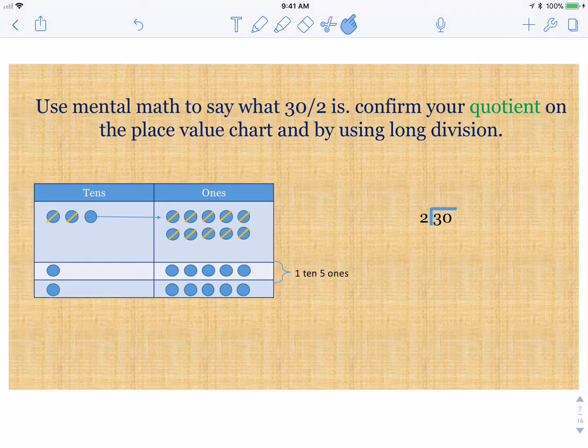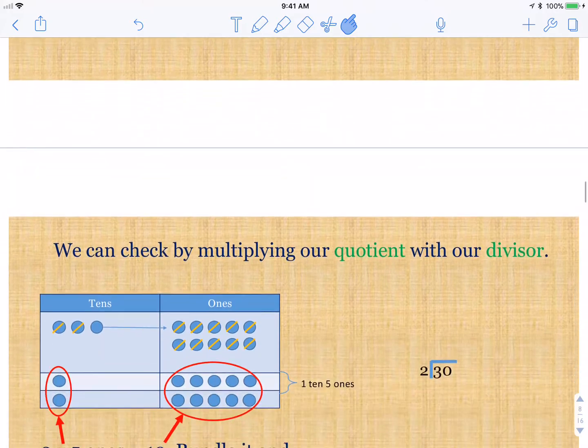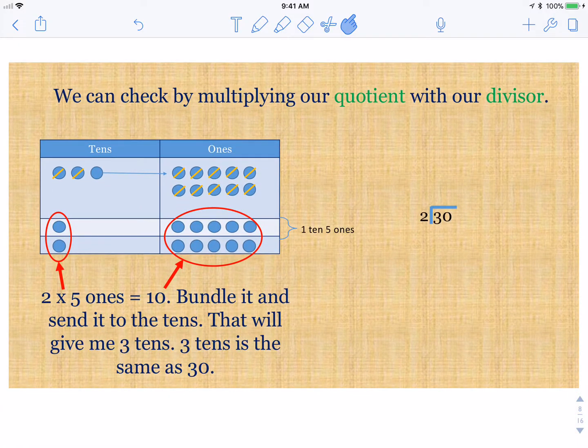Okay, if you look, I've solved it here. We can check by multiplying our quotient with the divisor. Here's the divisor, right there. Does anyone know what that number is called? That number is called the dividend. So, divisor, dividend, quotient.